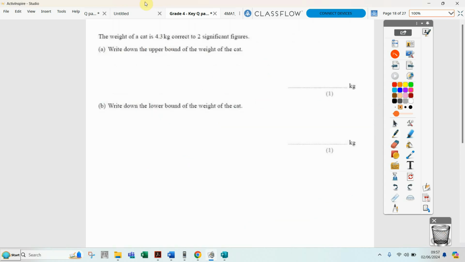Next, when you see this weight of a cat of 4.3, if it asks for bounds, the highest number that would round down to 4.3, that's the upper bound, is 4.35, and the lower bound would be 4.25. So the highest number that rounds down to 4.3 is 4.35. The lowest number that rounds up is 4.25.